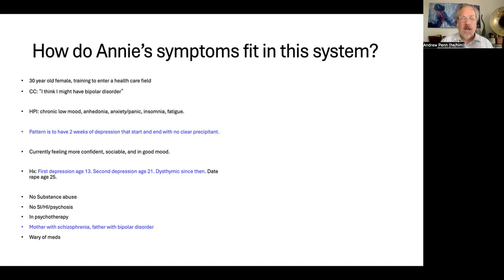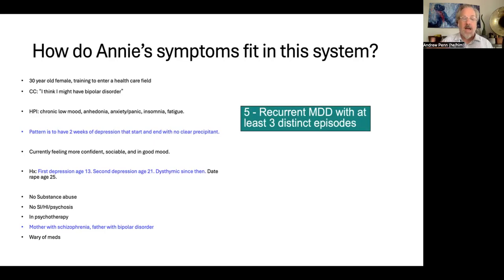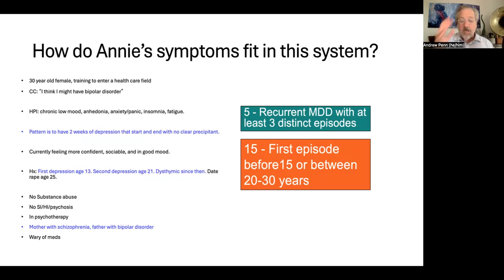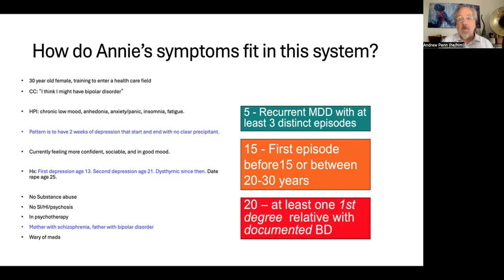So let's take a look at how Annie's symptoms fit into this. We remember that she had this pattern of at least 3 episodes of depression that is recurrent. It began when she was 13. Neither one of these really tells us, yeah, this is probably a bipolar disorder. They sort of hint in that direction, but there's nothing definitive here. But then we look at family history.